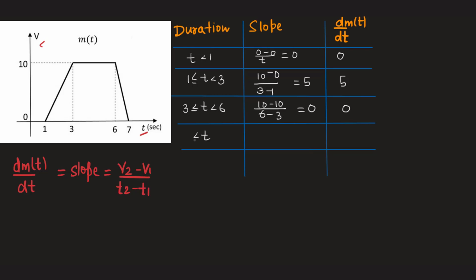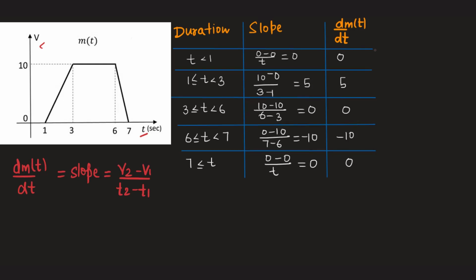For t between 6 to 7, slope value is (0 minus 10) by (7 minus 6), which is equal to minus 10. Corresponding derivative value is minus 10. For t greater than 7, slope value is 0 minus 0 by some time t, which is equal to 0. Corresponding derivative value is 0. We can now utilize these values to plot the derivative of the message signal m(t) with respect to time t.